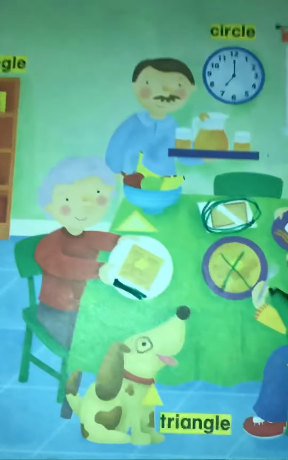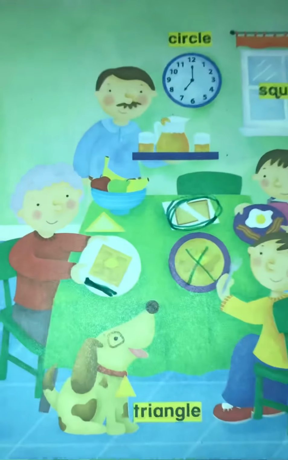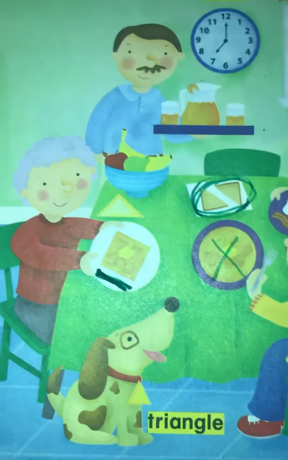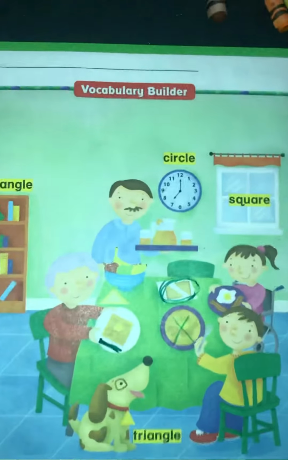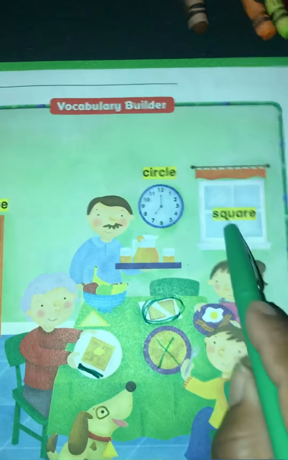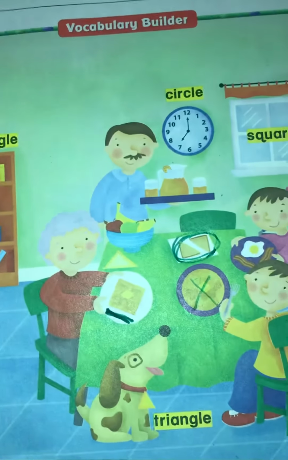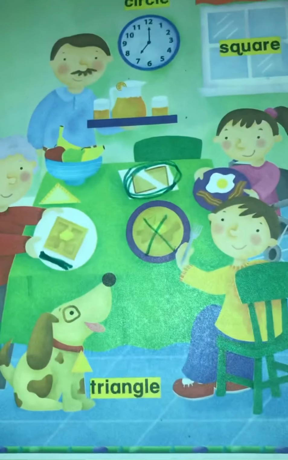Alright, so we put an X on the food shaped like a circle. We draw a line under the food that is shaped like a square, and then we circle the food that is shaped like a triangle. Now, if you look around the room, there are other shapes. We have the clock that is a circle. We have the window that is a square. And then we have the bookcase that is a rectangle. And look, even on the dog, there's a triangle right there on his collar.